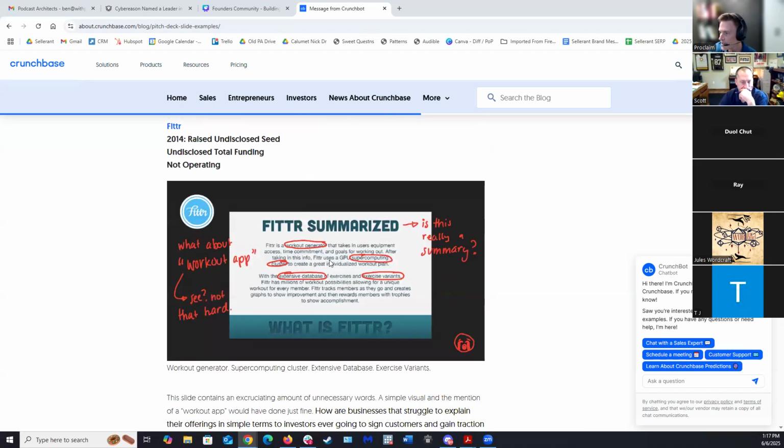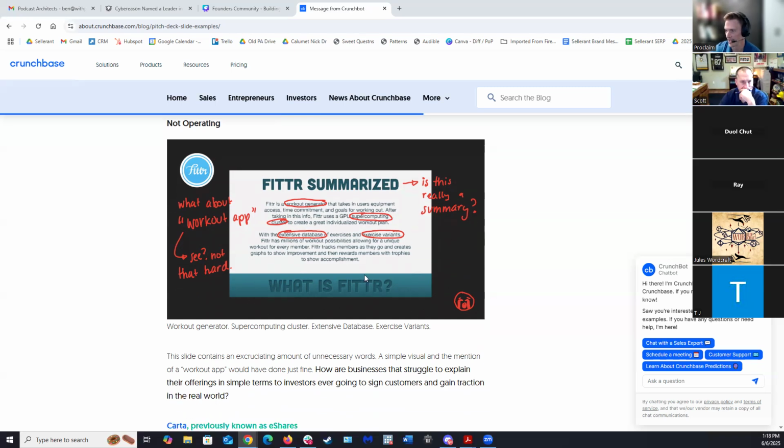Lots of buzzwords. You've got to be careful with buzzwords. Just make sure that what you're saying is not something that every startup could say about themselves. And again, all text here.